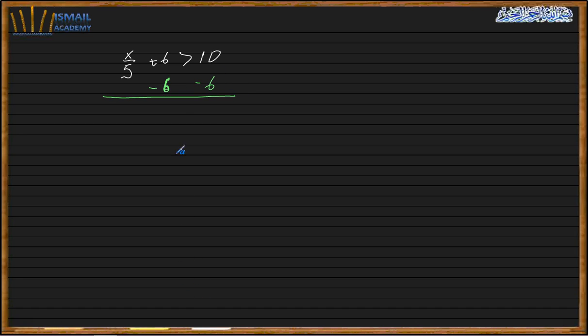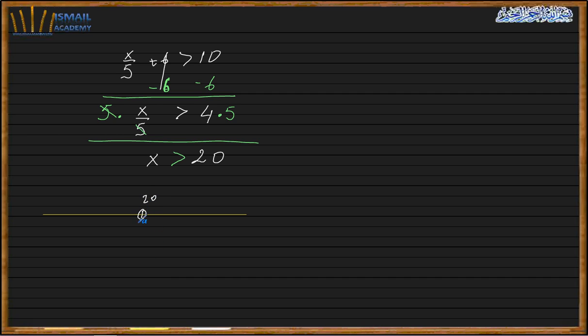So when we subtract, the sign of the inequality stays the same. Now I multiply by 5, both sides. Multiply by positive, the sign again still in the same direction. So here will be x and here is 20. So in my number line, this is for example 20, open circle. So it's not included. X is greater than, greater is on the right side, so I shade the right side.